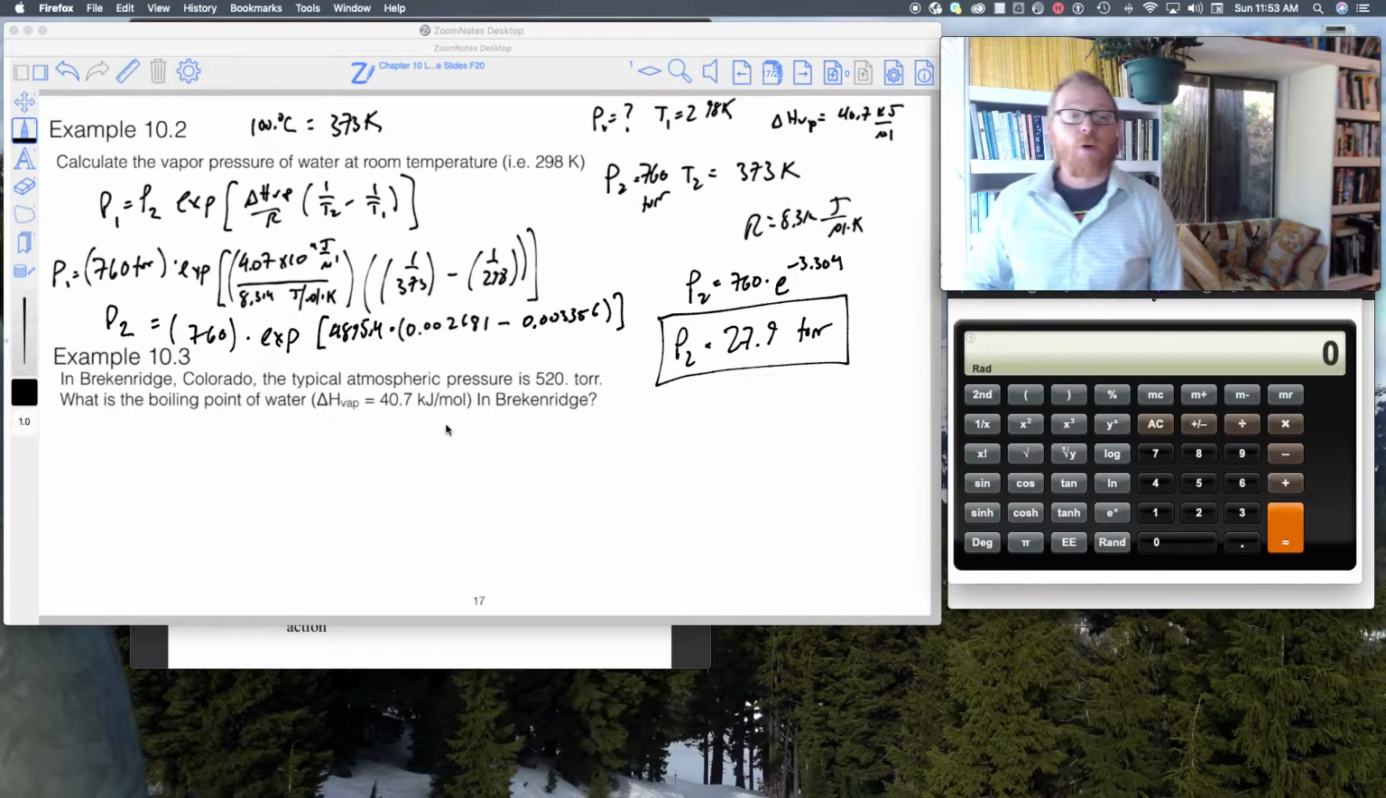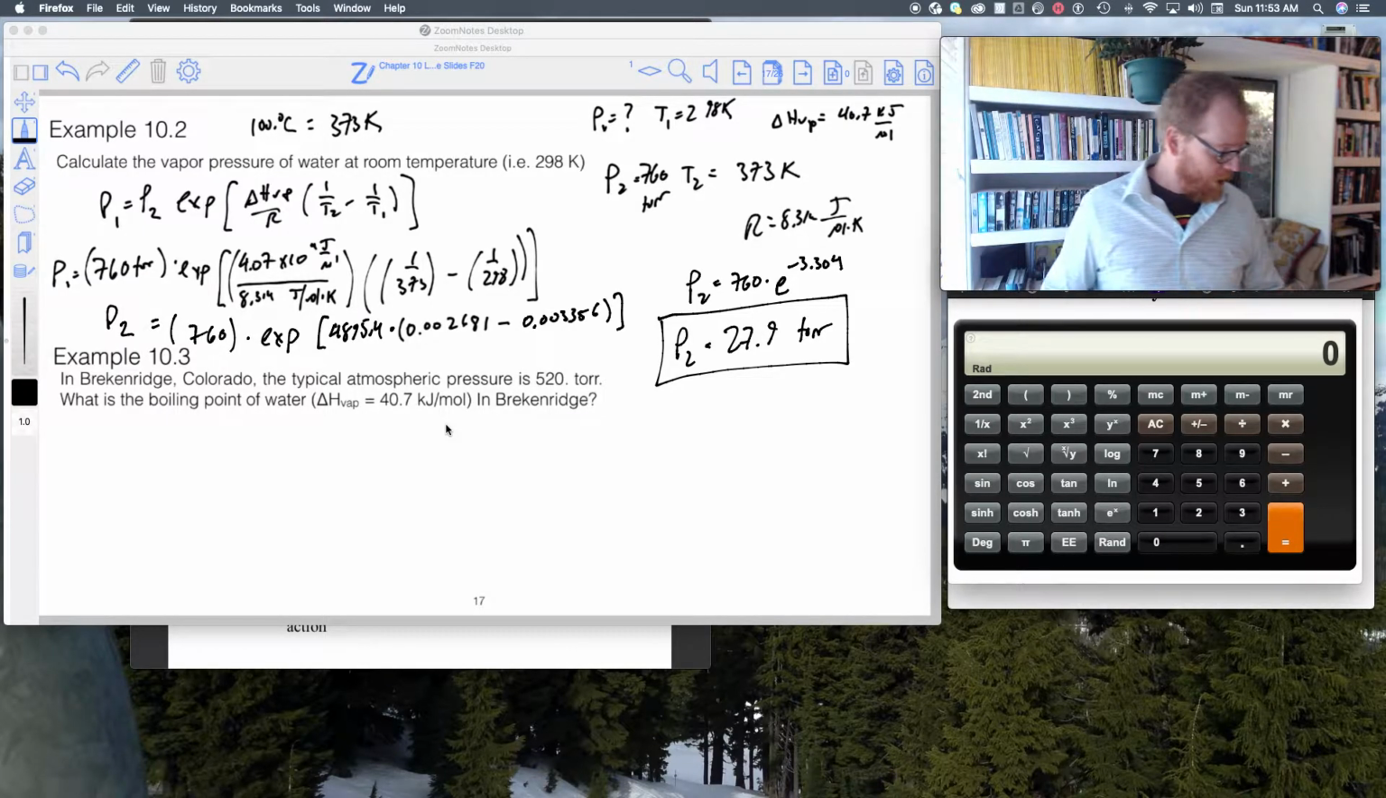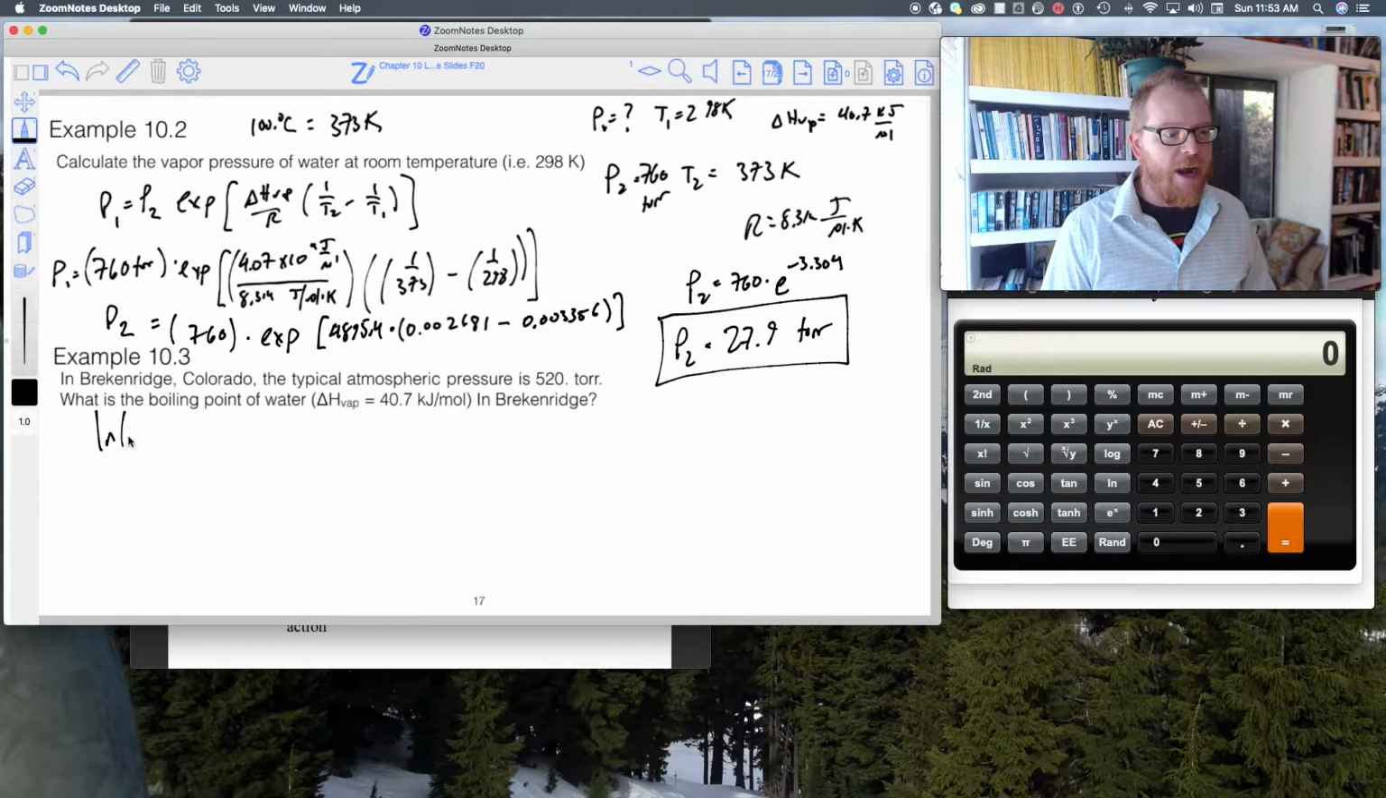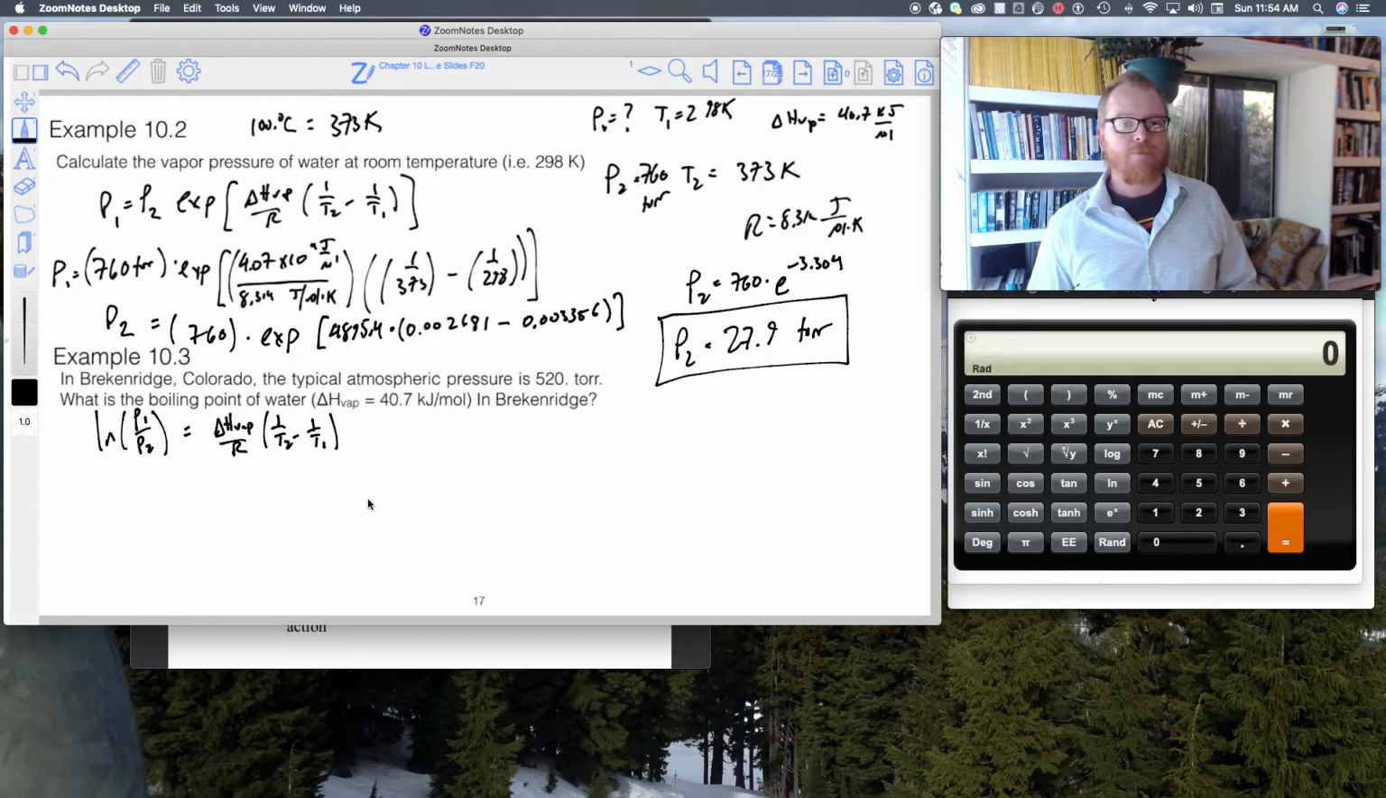So now, for this problem, I'm going to use the other version of the Clausius-Clapeyron equation because I want to solve for a temperature. Okay? So I'm going to use this version. I'm going to say natural log of P1 divided by P2 equals delta H of vap divided by R times 1 over T2 minus 1 over T1.